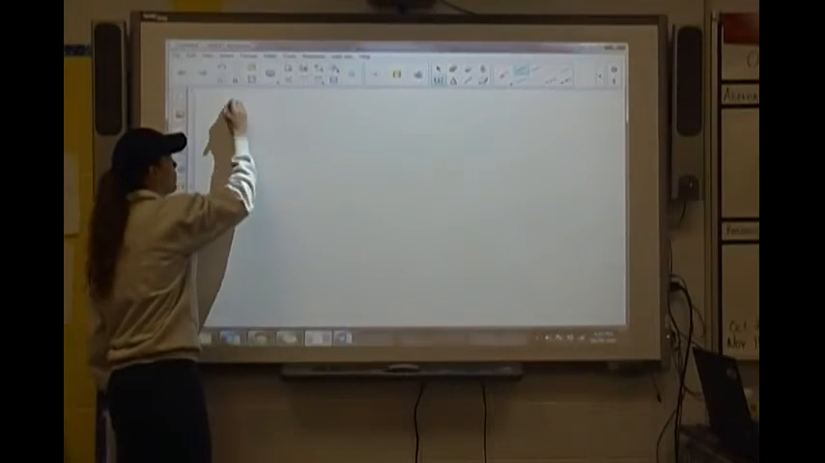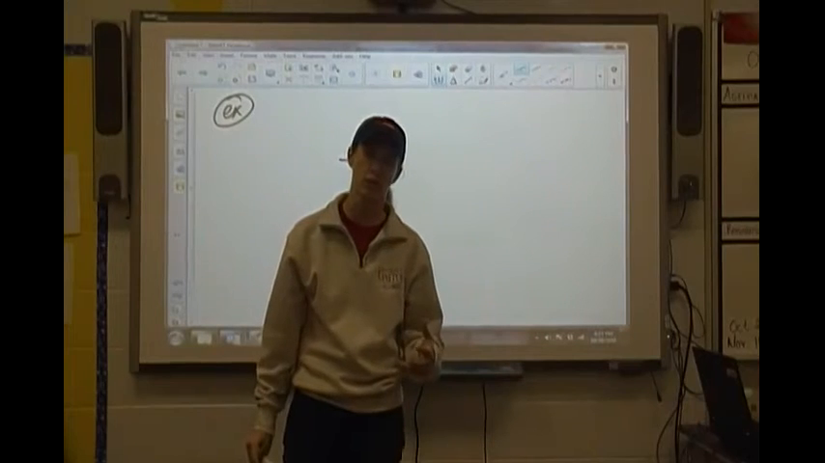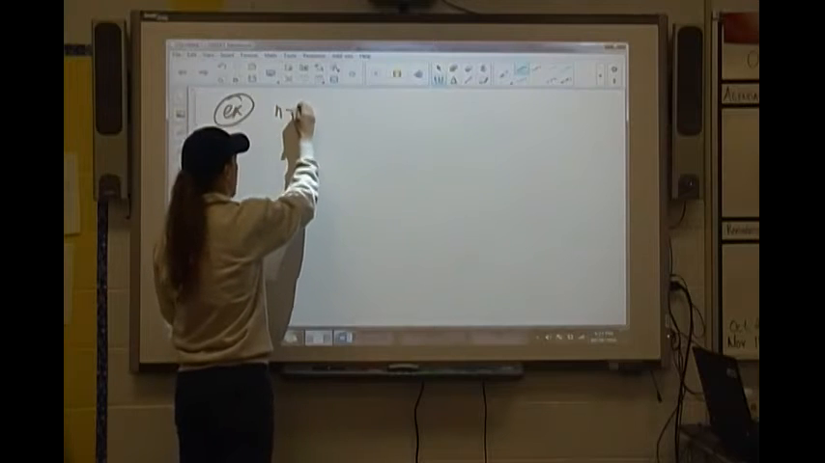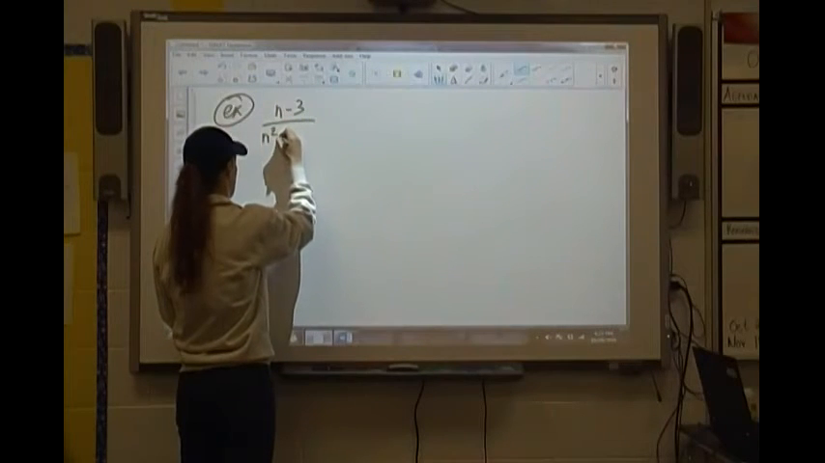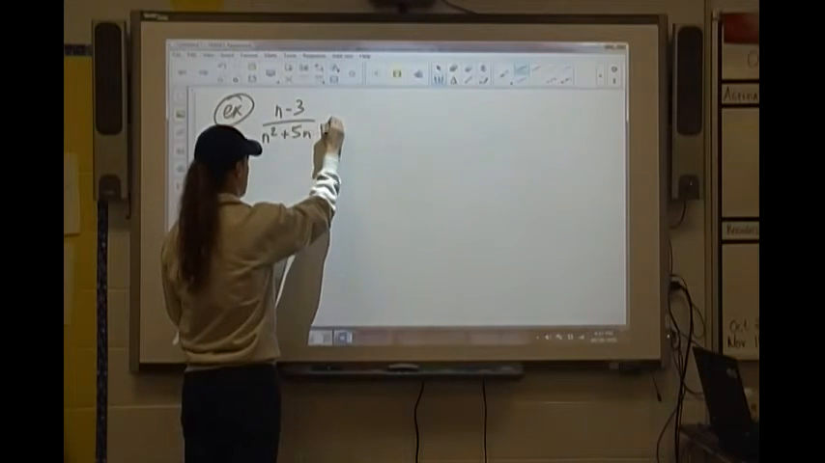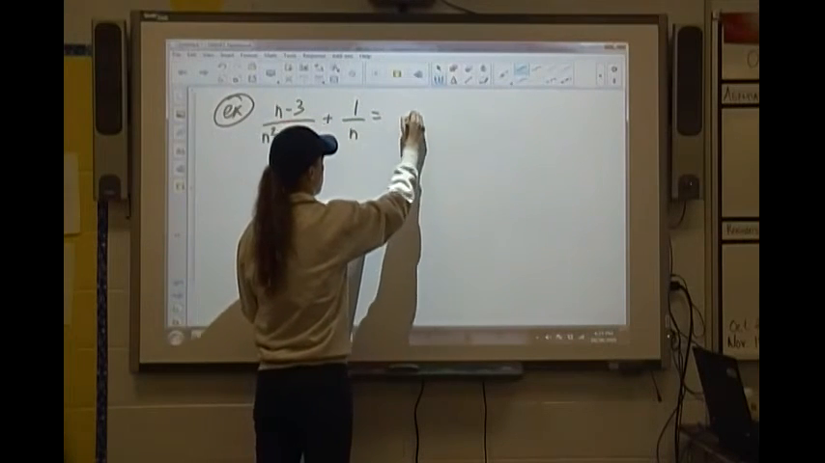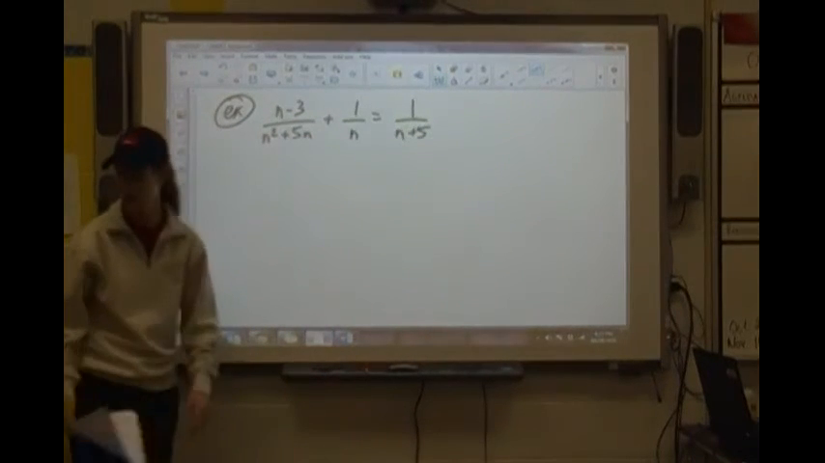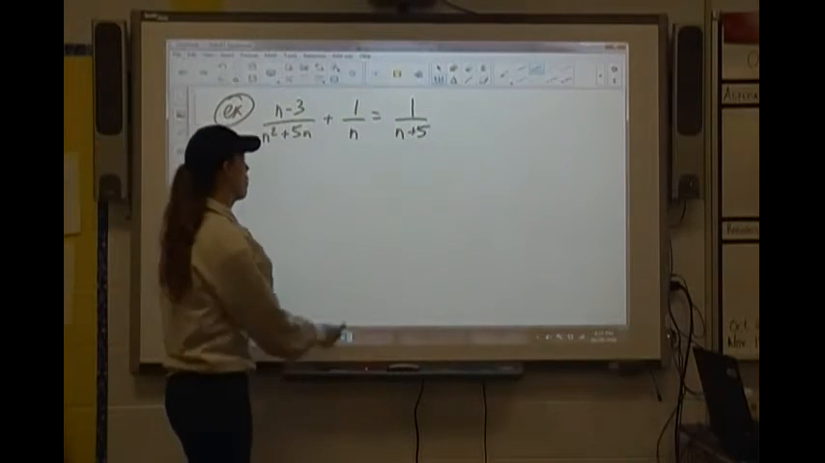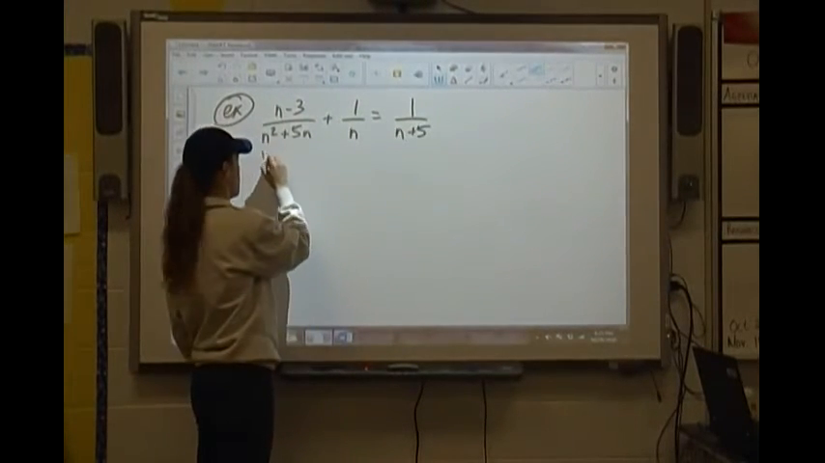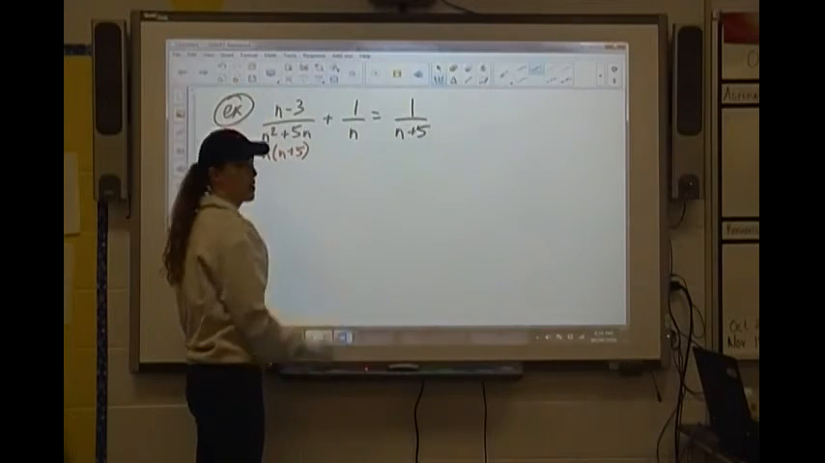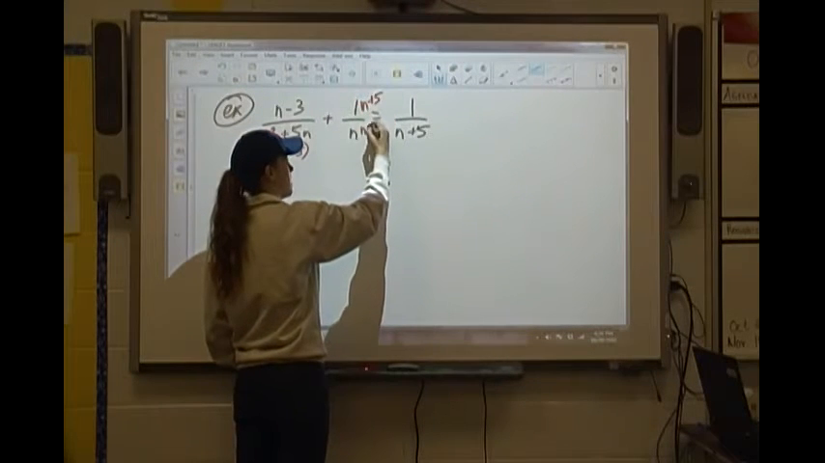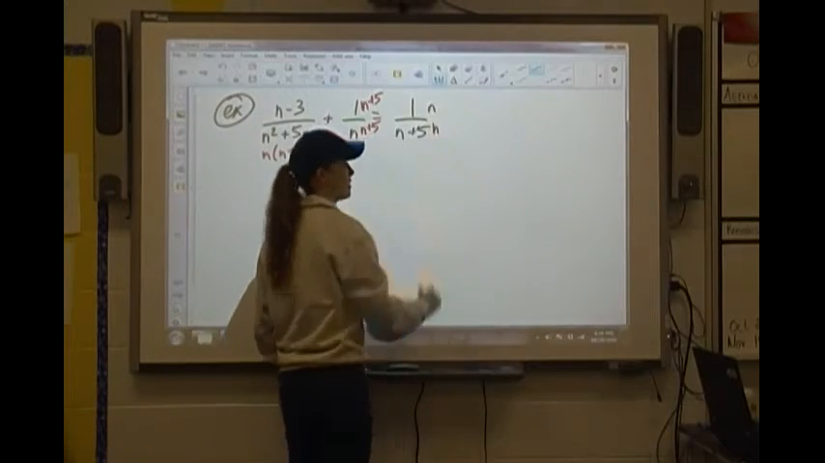Another kind of example for rational equations that you might see, if you can't cancel it, turn it into a linear equation, or cross multiply, is when you have to find a common denominator. So this first one here: (n minus 3) over (n squared plus 5n) plus 1 over n equals 1 over (n plus 5). Thinking back to our partial fraction decomposition section, we want to find a common denominator. Here the denominator actually factors into n times (n plus 5). So we're going to multiply this top and bottom by n plus 5 to give that a common denominator, and this side by n over n to give that a common denominator.